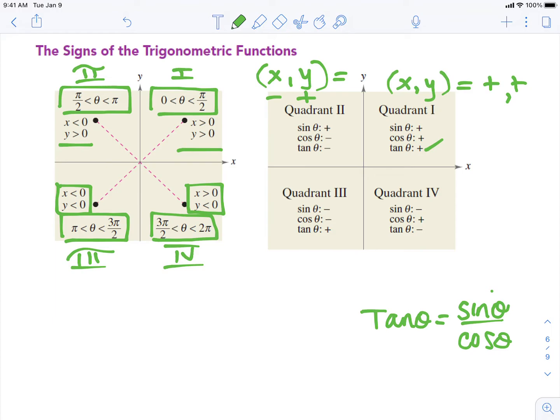For quadrant 3, your ordered pair is a negative and a negative, so notice that your sine and your cosine are both negative, and then when you divide them, you get a positive tangent. Last quadrant, quadrant 4, the ordered pair is a positive x and a negative y. So your sine value will be negative, your cosine value will be positive, and then your tangent, when you divide them, will be a negative.